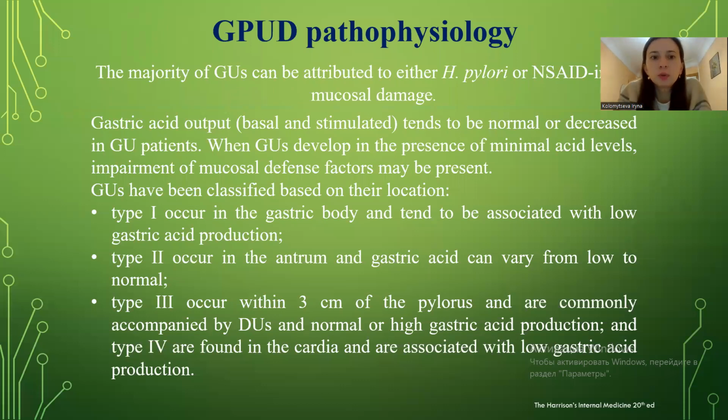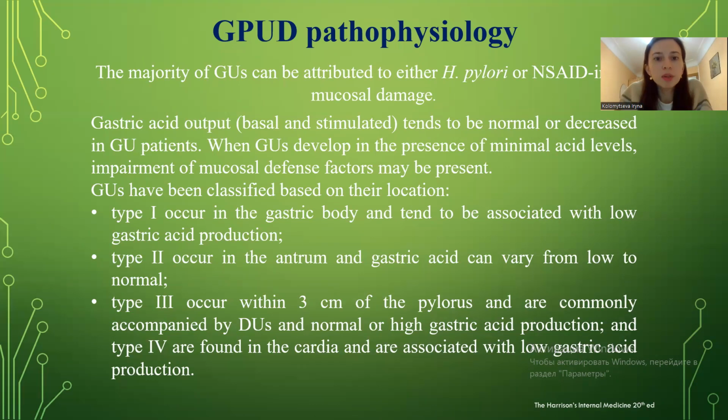And pathophysiology. The majority of gastric ulcers can be attributed to either Helicobacter pylori or non-steroidal anti-inflammatory drug induced mucosal damage. Gastric acid output, basal and stimulated, tends to be normal or decreased in gastric ulcer patients. When gastric ulcers develop in the presence of minimal acid levels, impairment of mucosal defense factors may be present.